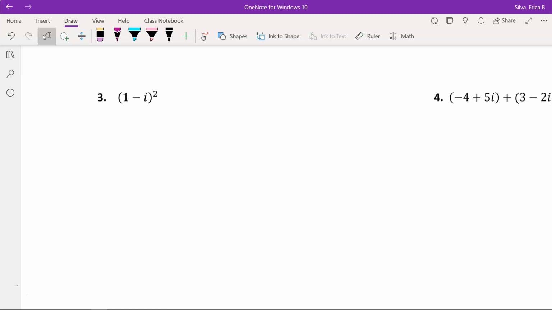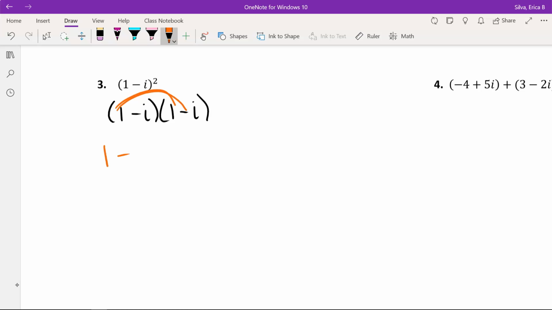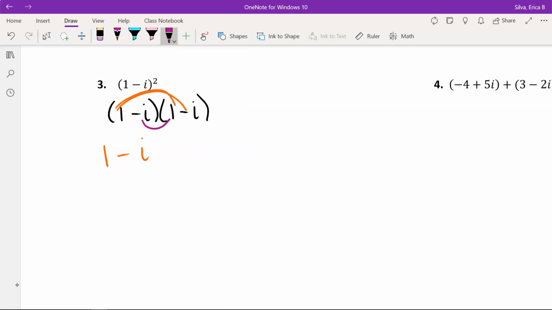The next one, we have 1 minus i squared. We've got 1 minus i times 1 minus i. And just like we did before, we're going to double distribute. 1 times 1 is 1. 1 times -i is -i. Do the same thing with the second term. -i times 1 is -1i. -i times -i is +i squared.